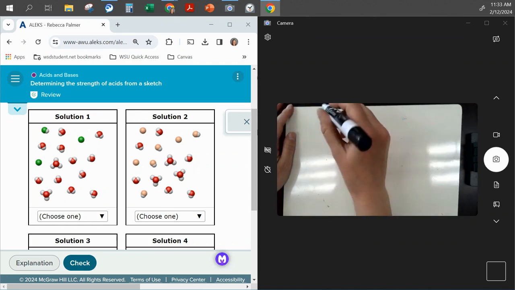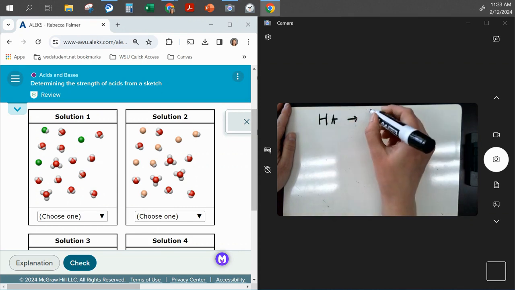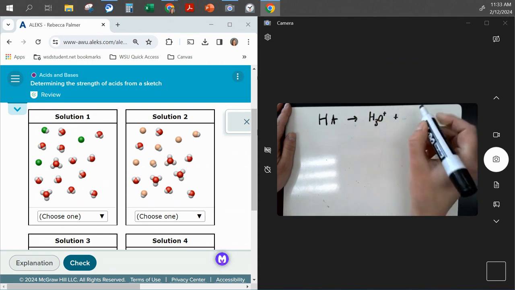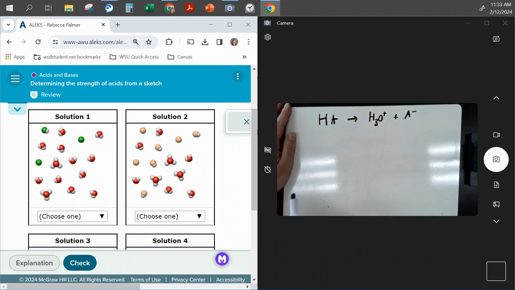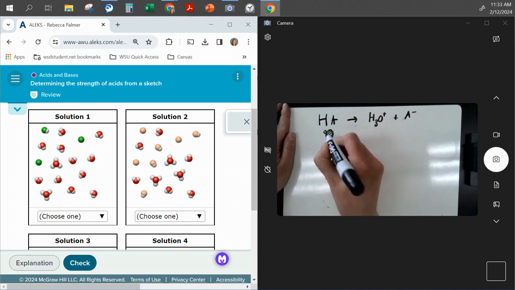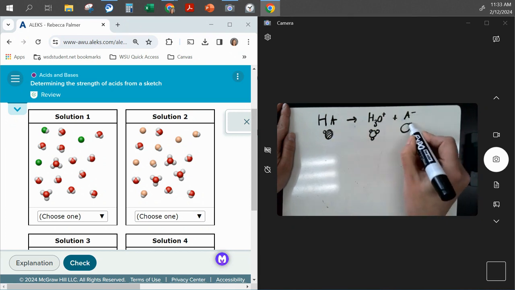Okay. Yeah, so this is our equation. HA, the acid, goes to H+ or H3O+, that's what we're going to be looking for, plus A−, the thing without the hydrogen. So we're looking for something like this. We have our hydrogen attached to the conjugate base. Then the hydrogen pops off and attaches to water. And then we have our conjugate base.